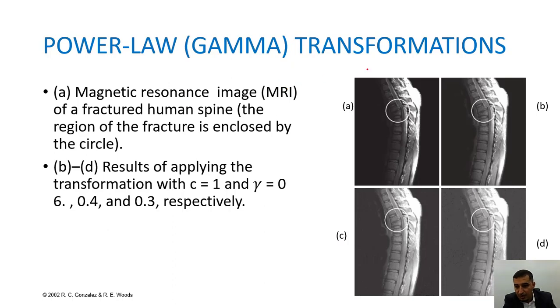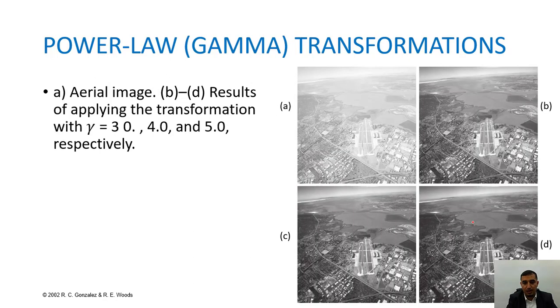An example over here is the spine. You can see that this part is quite dark and we cannot find the details. If we apply C equal to 1 and gamma 0.6, 0.4 and 0.3, we are going to find some good results and start seeing better details. This is another image. This is our original image, and here we apply different values of gamma in order to fix the image, and you can see that with gamma equal to 5.0, we get much better results.